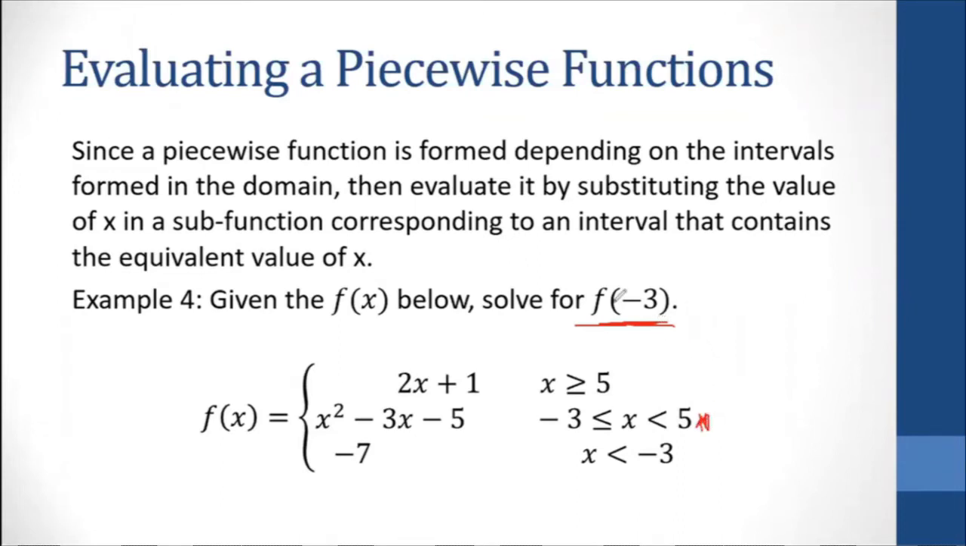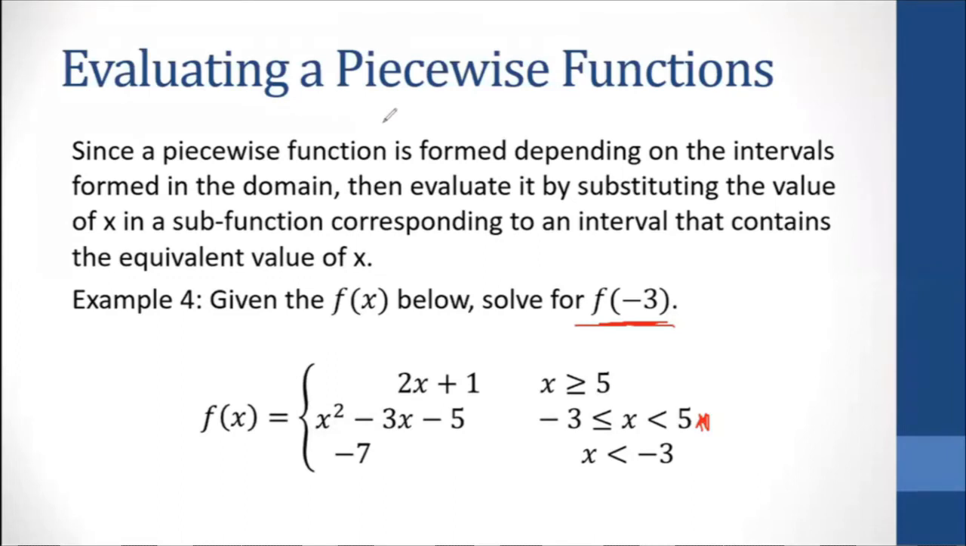And doon naman sa last subfunction, f of x is equal to -7, and that is what we call a constant function where x is less than -3. Therefore, the domain -3 does not belong to the given interval. Okay, so nakuha na natin kung anong subfunction ang ating domain applicable. So, doon natin siya isa-solve.